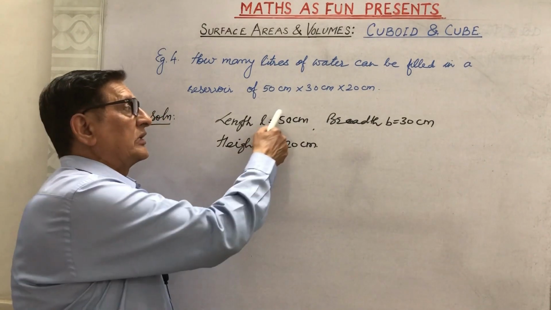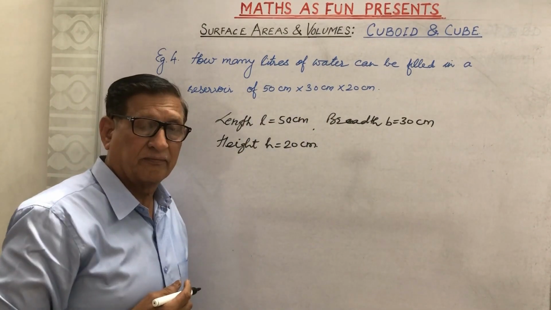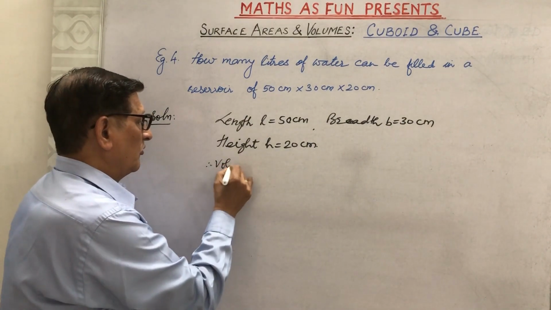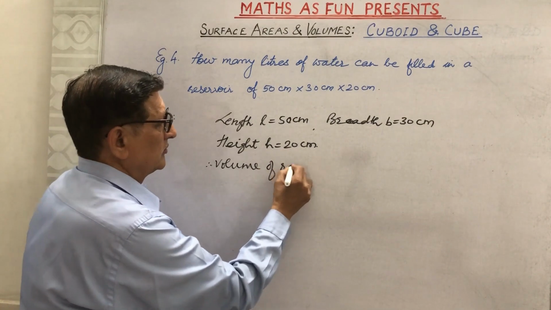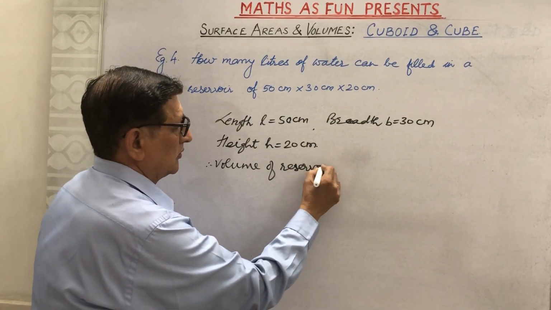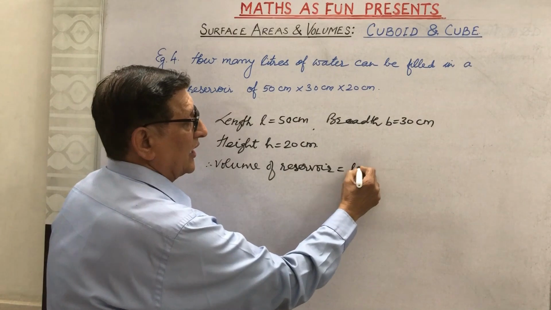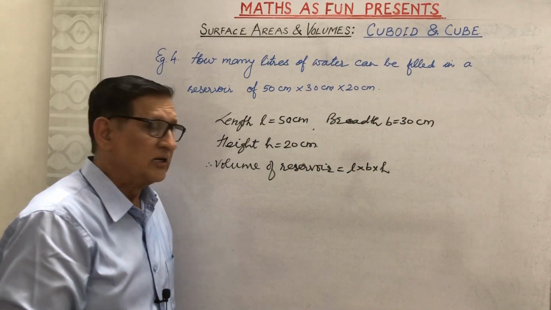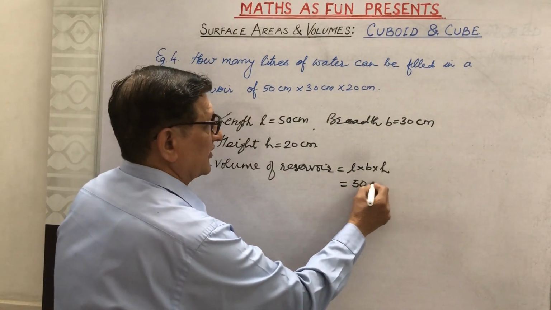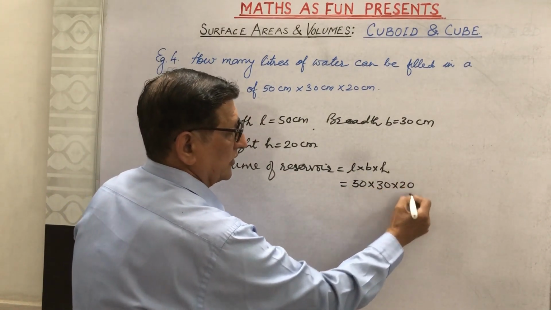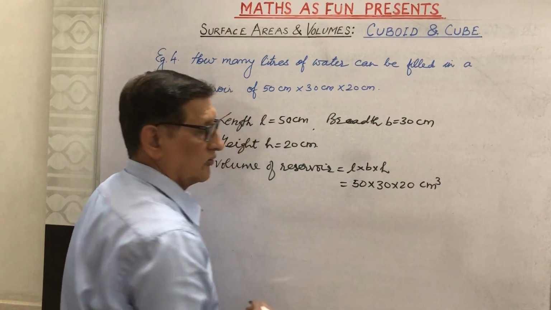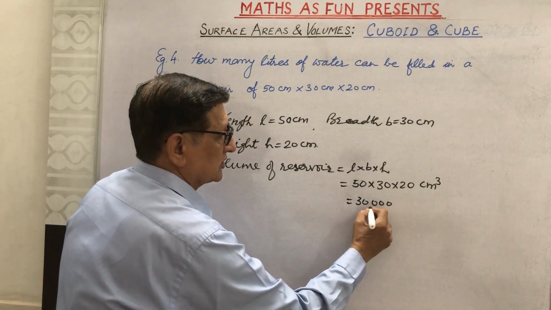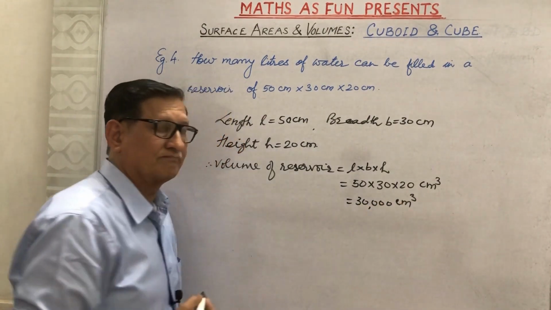We know that to find the quantity of the water which can be filled in this, we have to find out the volume of the reservoir. Therefore, volume of reservoir is equal to L into B into H. We know the formula for finding the volume. Substituting the values, we get 50 into 30 into 20 centimeter cube, which is equal to 5 threes are 15, so 30,000 centimeter cube.